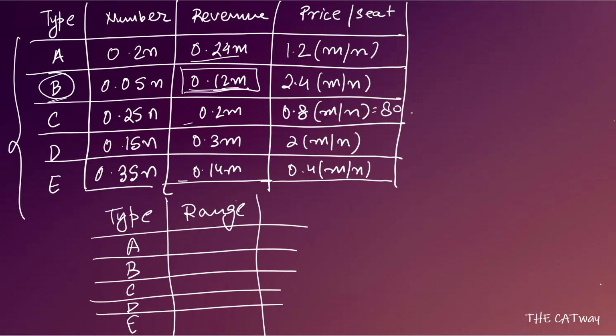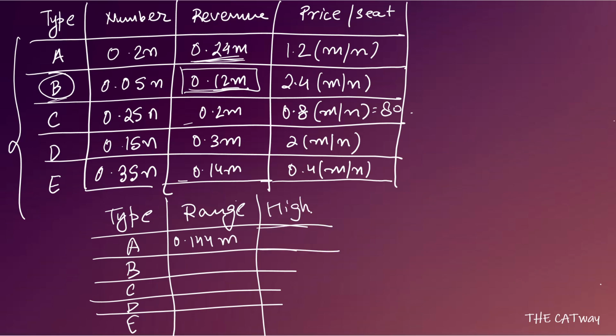It is saying at least 60%. So if we say that 60% of the type A seats were sold, now the total revenue is 0.24 M. If only 60% of the seats were sold, then revenue will be 60%. So calculate 60% of 0.24 M. It will come out to be 0.144 M.